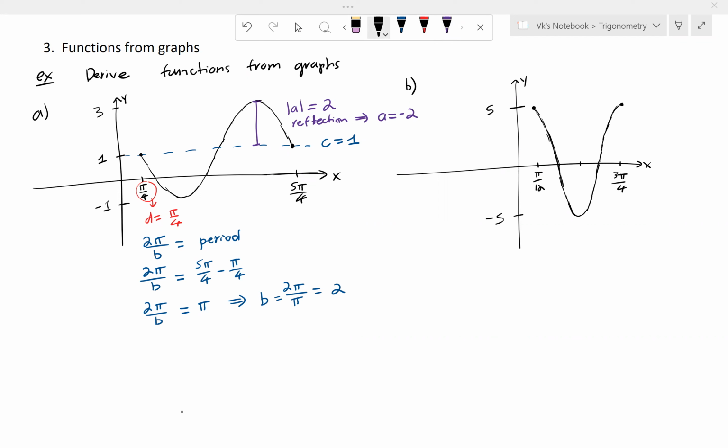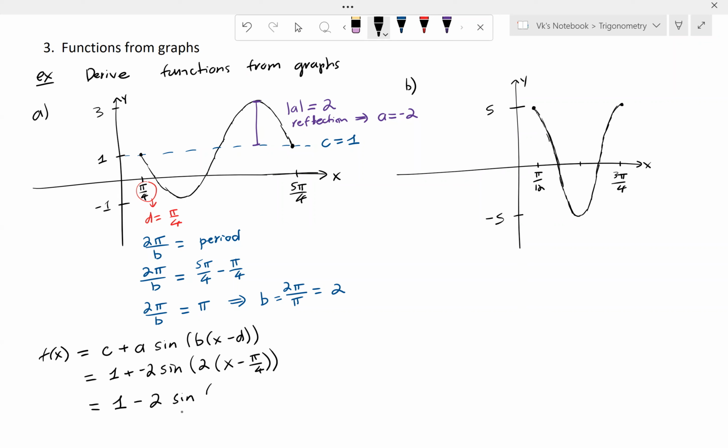This gets us the function f(x) equal to C plus A sine of b times x minus D. And then we do the substitution: 1 plus -2 sine of 2 times x minus pi over 4. Simplify, get 1 minus 2 sine of 2x minus pi over 2. Very nice.